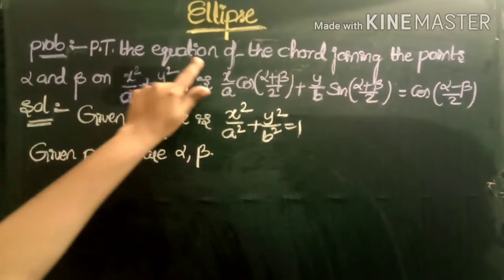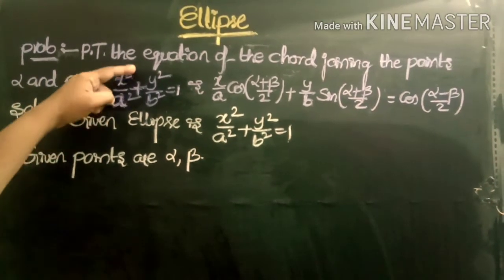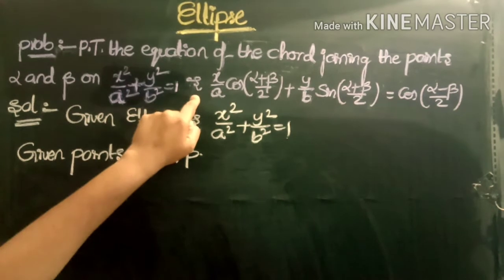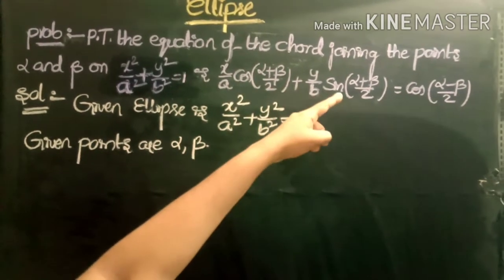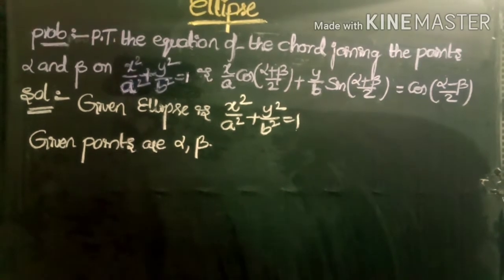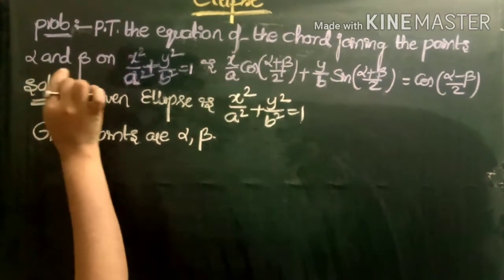First problem: prove that the equation of the chord joining the points alpha and beta on the ellipse x square by a square plus y square by b square is equal to 1 is x by a into cos of (alpha plus beta) by 2 plus y by b into sin of (alpha plus beta) by 2 is equal to cos of (alpha minus beta) by 2. Prove that the equation of the chord joining the points alpha and beta.